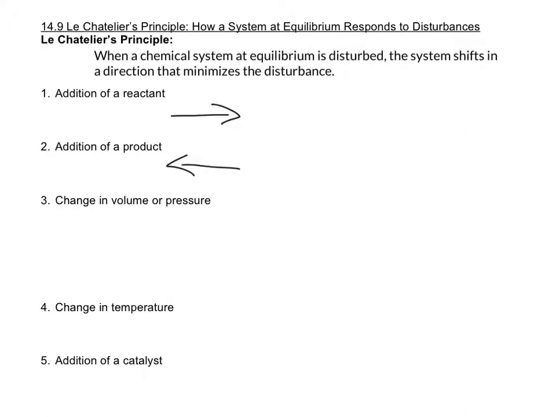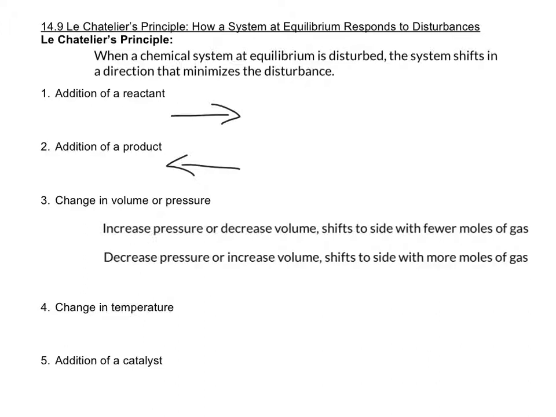So to sum that up, if we increase the pressure or decrease the volume, those have the same effect, then we're going to shift toward the side with fewer moles of gas particles. And if we decrease the pressure or increase the volume, because those have the same effect, we're going to shift toward the side with more moles of gas particles. So for these, there's not just a set direction that it moves. You have to think your way through it.